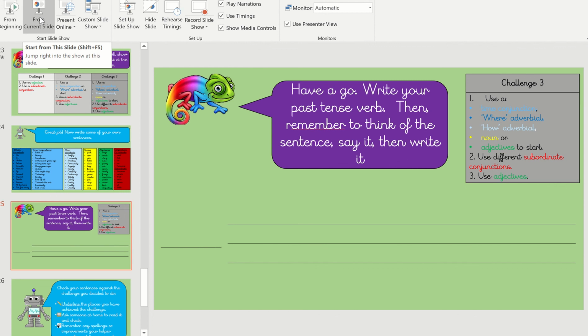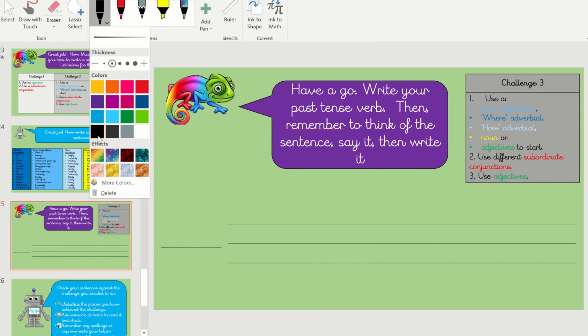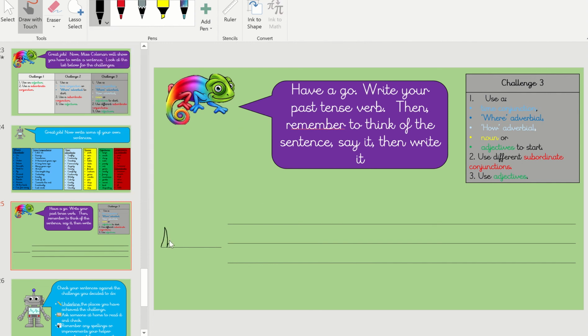I might use gnomes instead. So let's use cheeky little gnomes. Hurried. No, they wouldn't be hurrying if they were cheeky. Oh yeah, maybe they would. Okay, so let's use the word, right, our past tense verb, hurried.